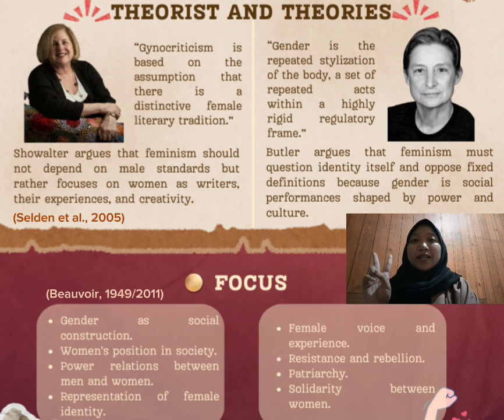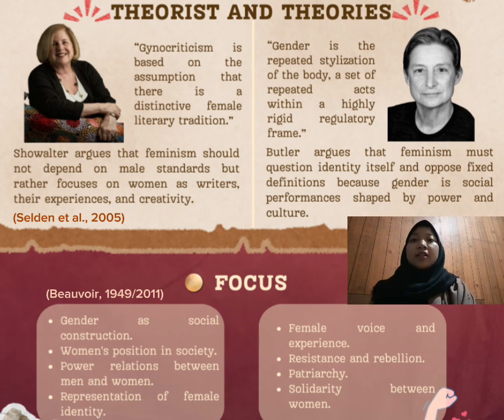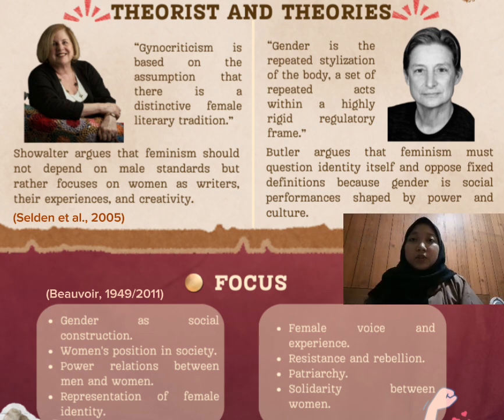The second one is Butler. Butler challenged the idea that gender is natural or fixed. She argues that gender is not something we are born with, but something we repeatedly perform through action, language, clothing, and behavior. In Gender Trouble, Butler explained that society creates rules about what counts as women or men, and people learn to act according to those rules.